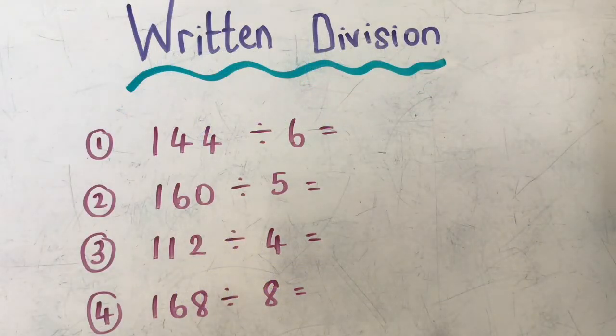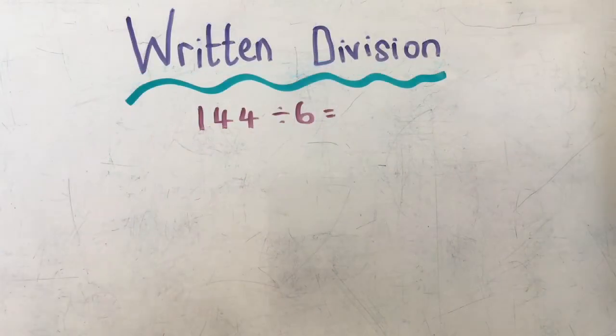So I've got 4 questions on the board here that I want you to have a go at. You can just use a little piece of paper that you have and pause the video here so that you can keep the questions on screen. Number 1 is 144 divided by 6. Number 2 is 160 divided by 5. Number 3 is 112 divided by 4. And number 4 is 168 divided by 8. So let's see how you got on with this one.